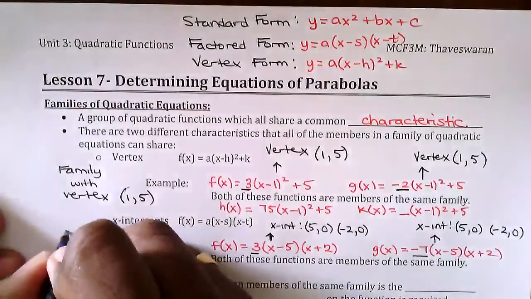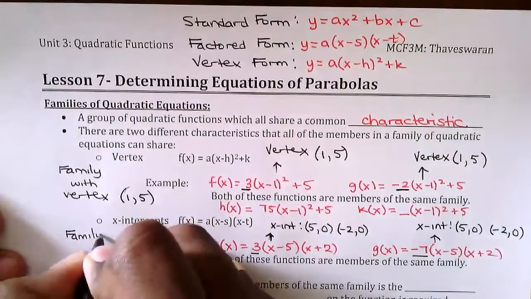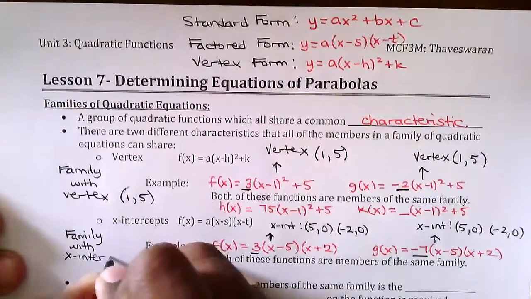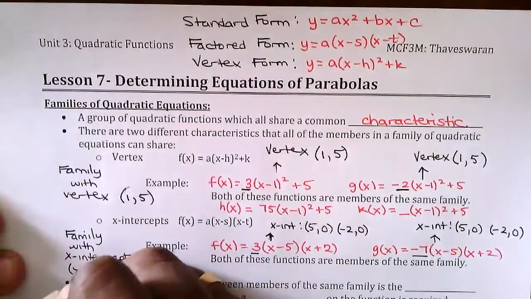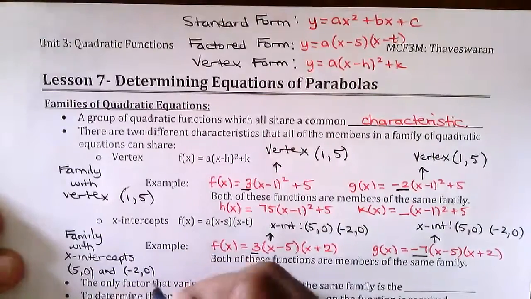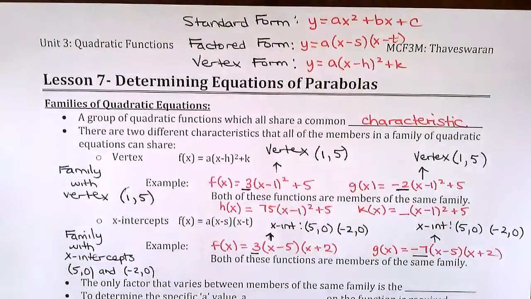So we can give it a family name. This is the family with x-intercepts (5, 0) and (negative 2, 0). As you can imagine, there are several different types of families we can form because there could be infinite possibilities of vertices and infinite possibilities of x-intercept combinations. But what we need to recognize is being able to identify the members of that particular family.